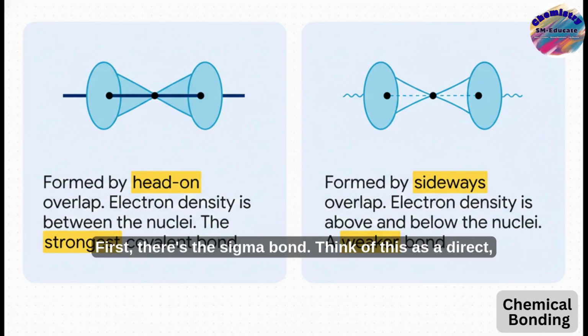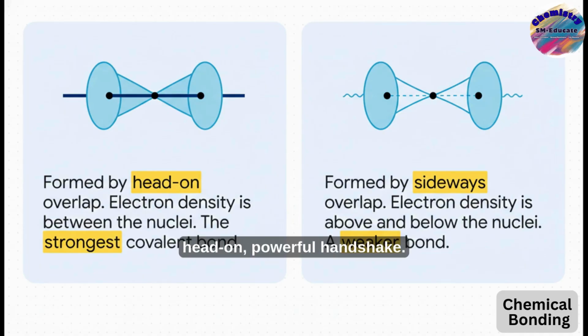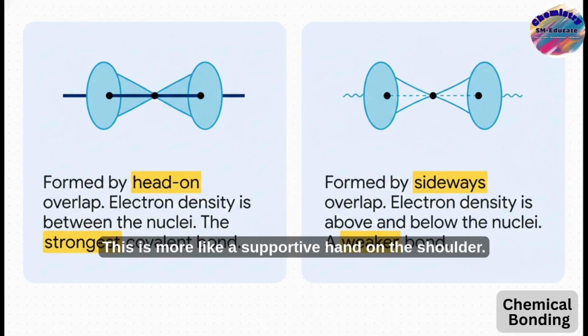First, there's the sigma bond. Think of this as a direct, head-on, powerful handshake. It is the strongest type of covalent bond. Then you've got the pi bond. This is more like a supportive hand on the shoulder. It's a sideways overlap that's a bit weaker, but it adds extra stability to the whole thing.